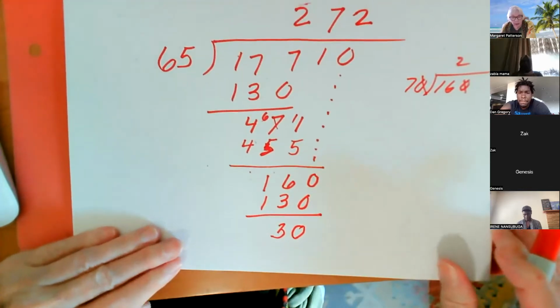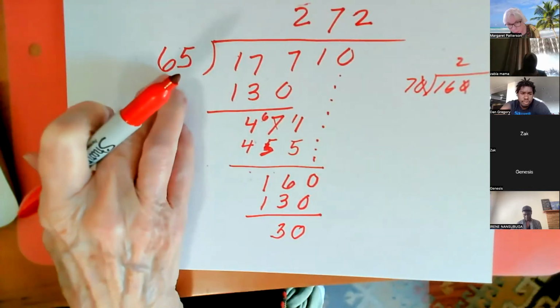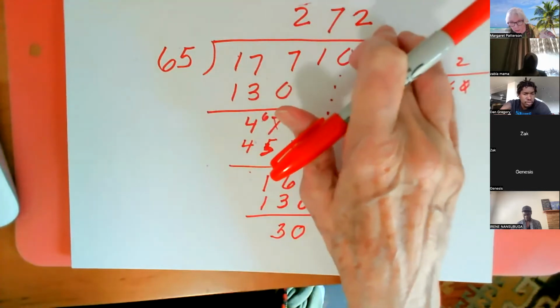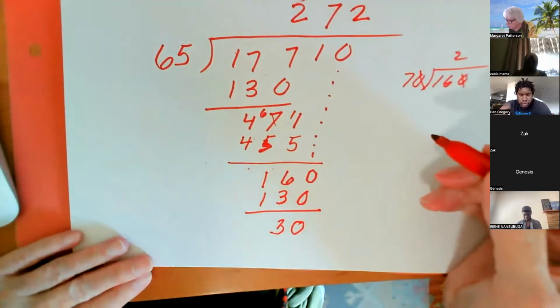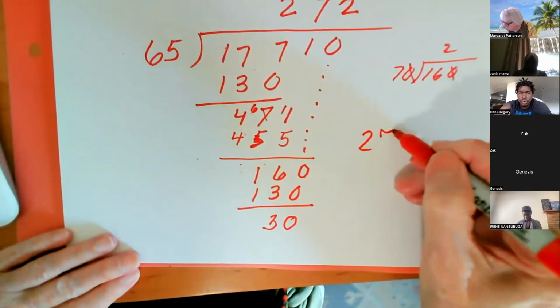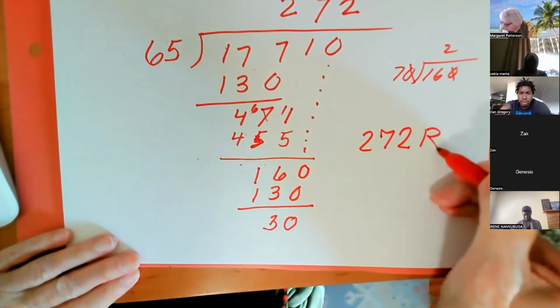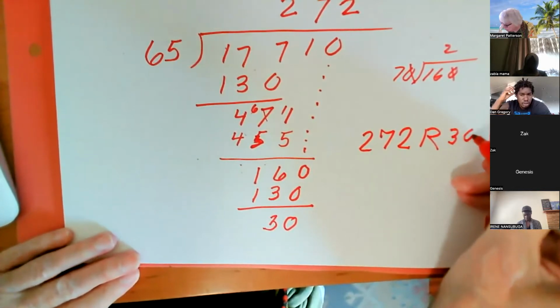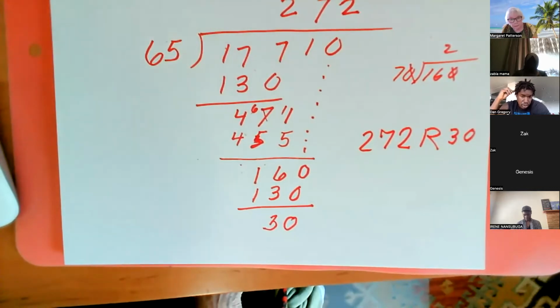Well, do we like 30? We love 30 because it's smaller than this, which means all of this is correct. So now you have the answer: 272, remainder 30.